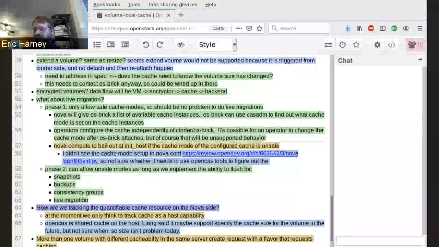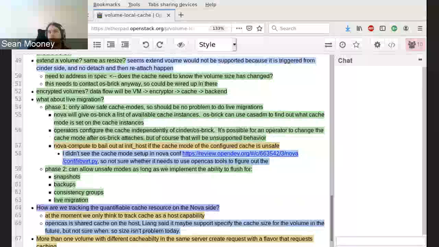Does the QEMU guest agent help us here? So when we're using the RBD backend, we can enable the QEMU guest agent and have it quiesce the guest so that no writing is happening inside the guest. So in the unsafe case for snapshot release, could we rely on the same thing?